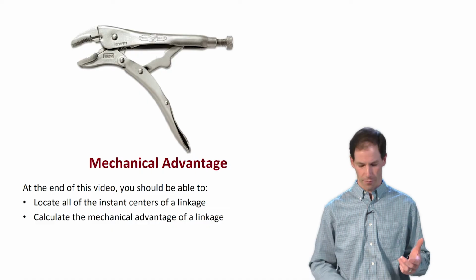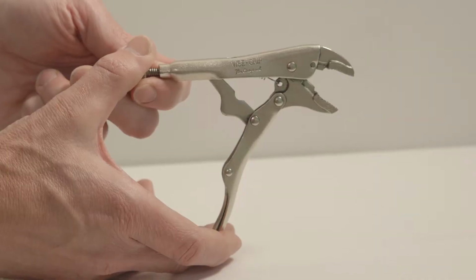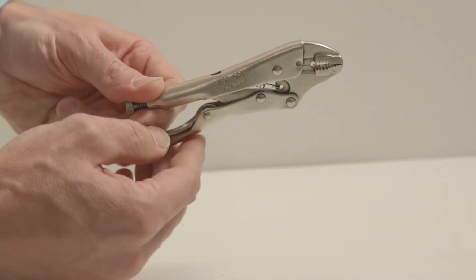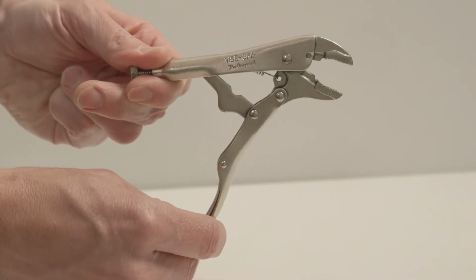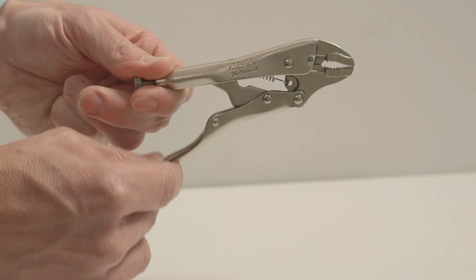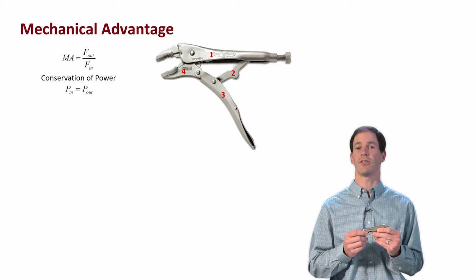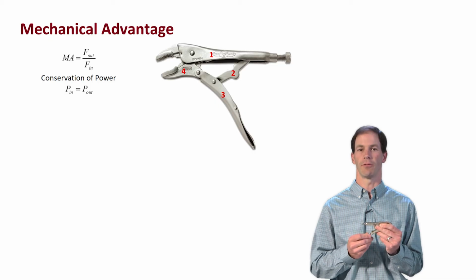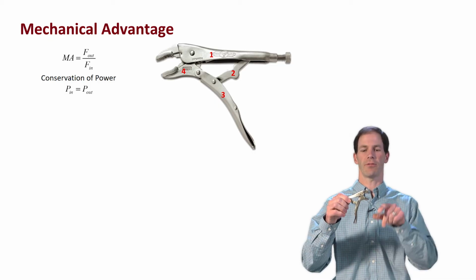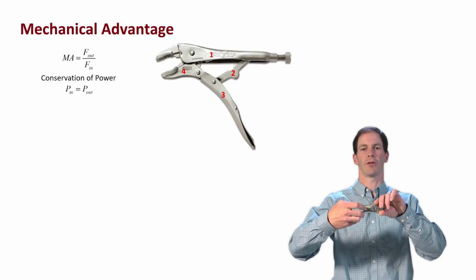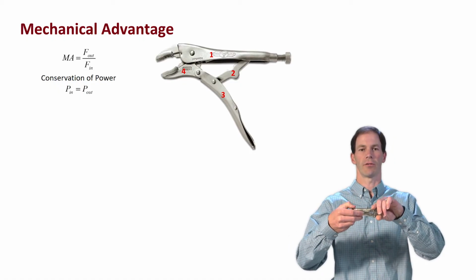So I've got here a vice grip pliers, and this happens to be a mechanism that amplifies quite a bit of force from the input to the output, and we'll be using this as an example of analyzing the mechanical advantage. So first of all, the mechanical advantage is defined simply as the output force divided by the input force. In this case, my output force would be the force that's being applied to the jaw. The input force is the force that I am applying to the handle of the pliers.